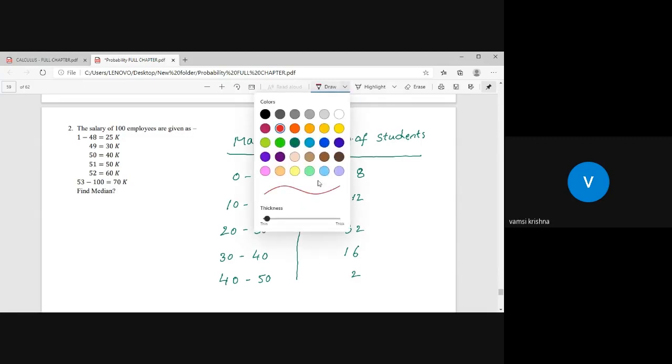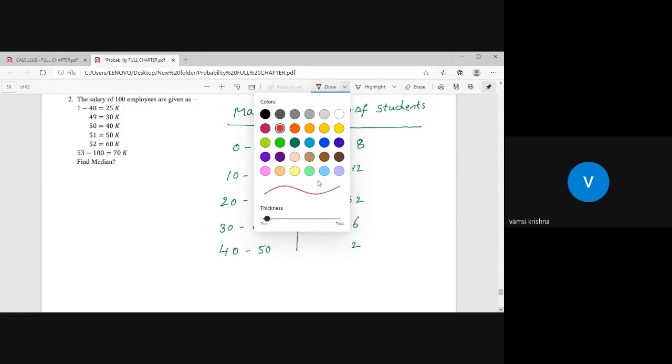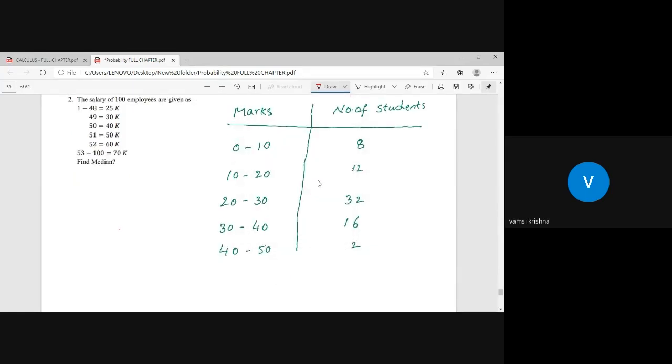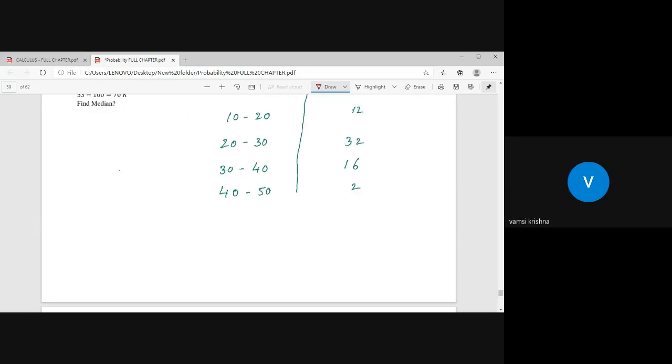I already gave this example in the last class and I shared the notes also. So if you already solved this question, please post your answer. Now I am trying to find the mode for this data. I hope everyone remembers the mode formula. Mode Z is equal to L plus f minus f1 by 2f minus of f1 plus f2, into C.